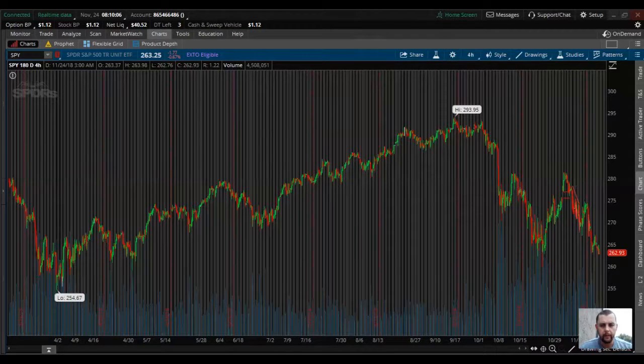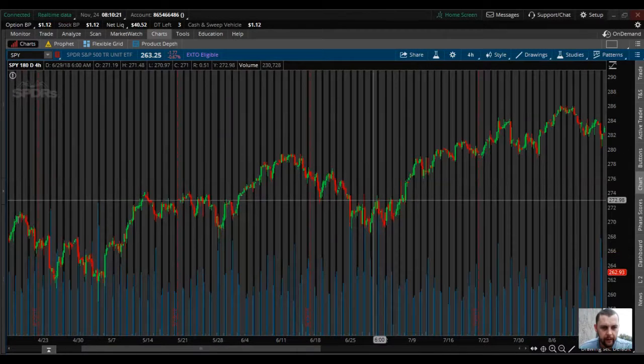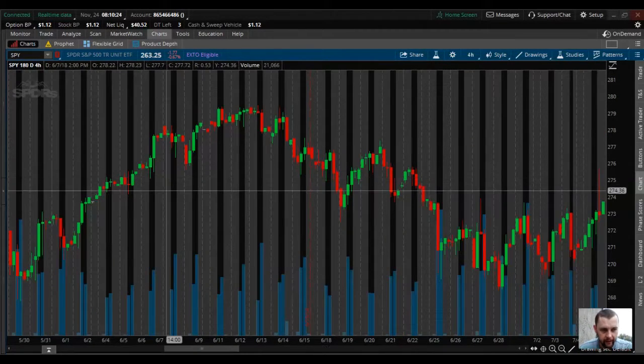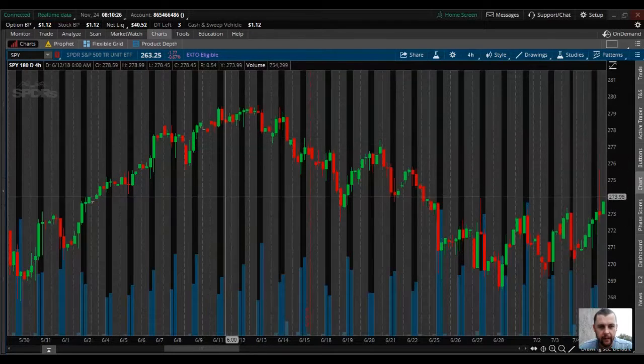What we're gonna do today is look at some super basic concepts for stocks. What I have here on the screen is just a 180-day 4-hour SPY chart, and if I click and zoom in, you can just kind of look at the stock in general.